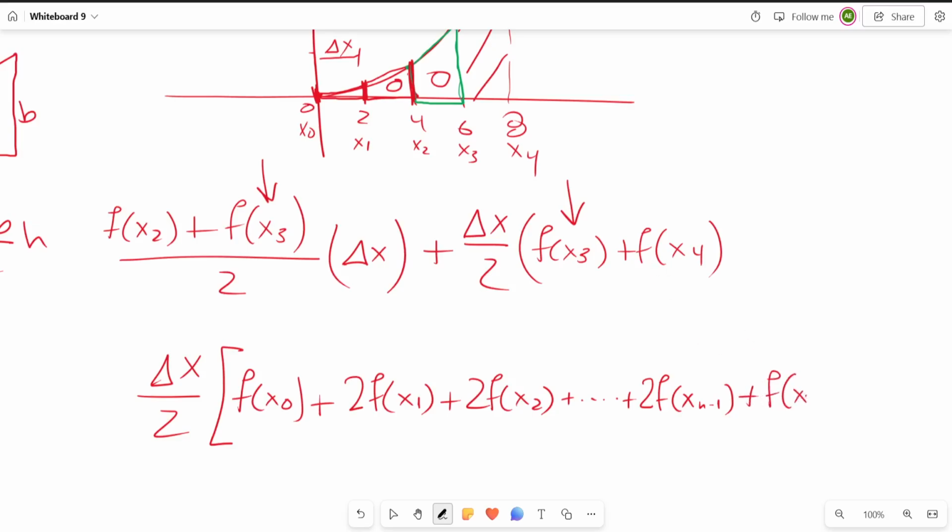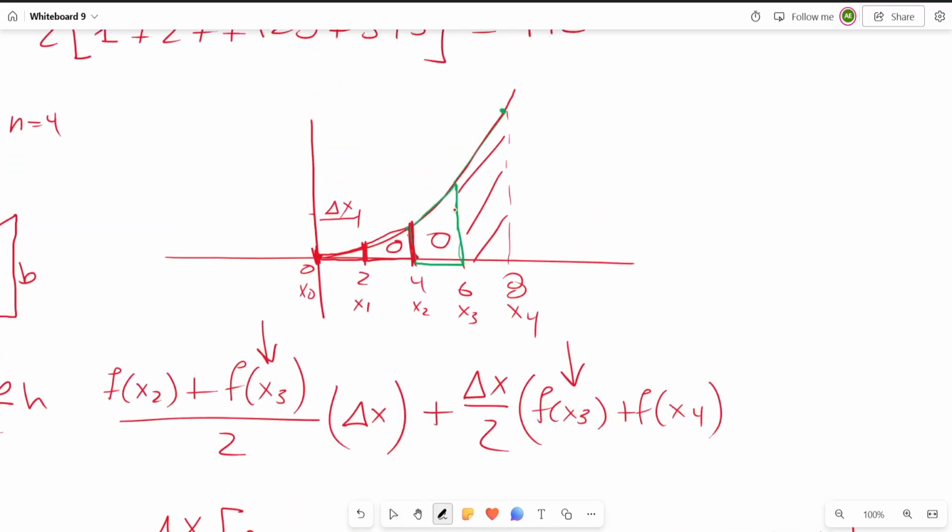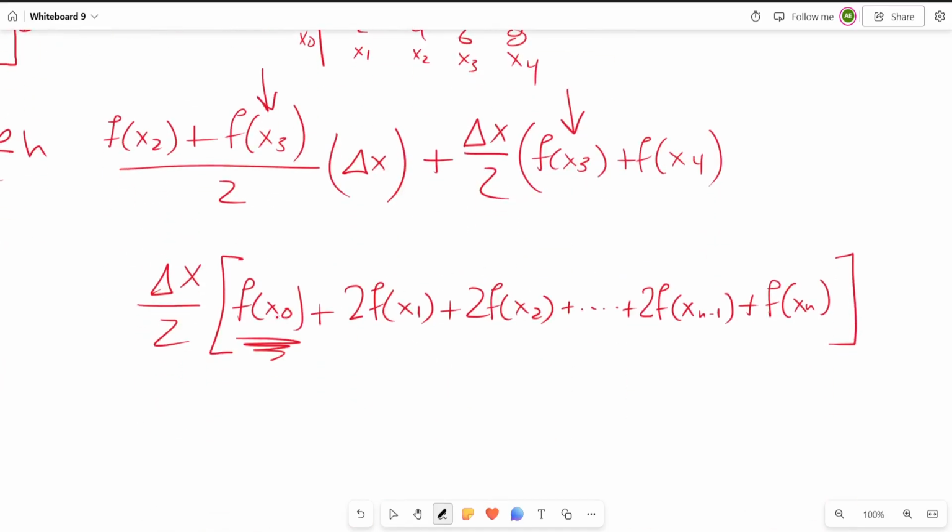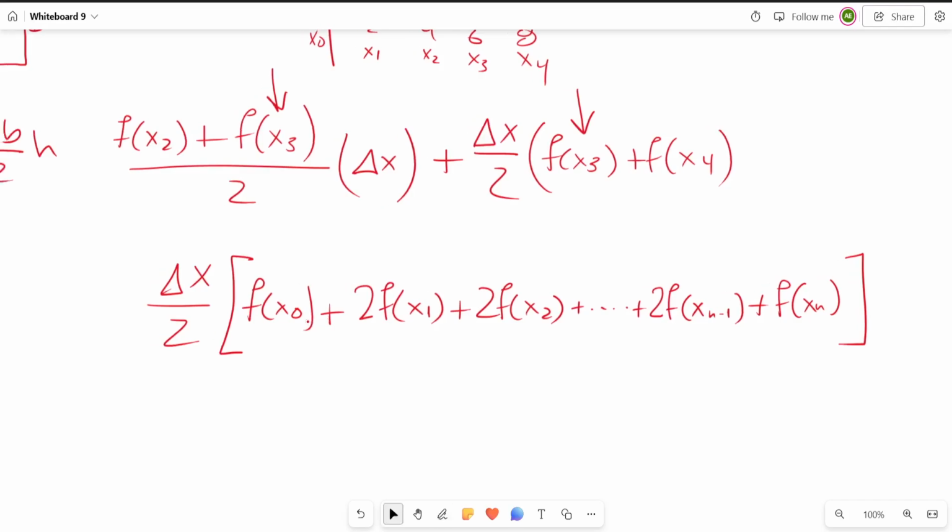f of xn. So as we said, the first side, which is f of x0, and the last side, which is this side over here, do not repeat 2 times. That's why they're not multiplied by 2. However, every single other side is repeated 2 times. So the trapezium rule is basically delta x over 2 multiplying f of x0 plus 2 times f of x1, and we keep on going, multiplying by 2 each time. And then when we reach the final f of x, we do not multiply by a 2. So this is the trapezium rule.